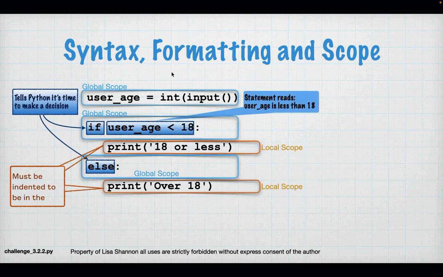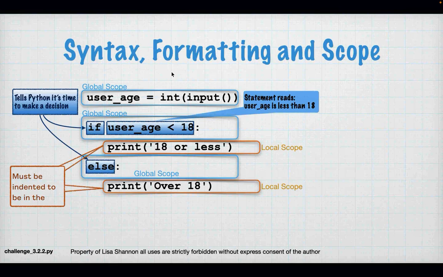I have my statement, and this statement reads like a true-false. When you had to take true-false quizzes, and you could only answer true or false, that's what these are. So you can read this like, user age is less than 18, true or false. Now, I don't know what user age is yet, because user age is not in a running program. I haven't done my user input. But it will evaluate the value in user age.